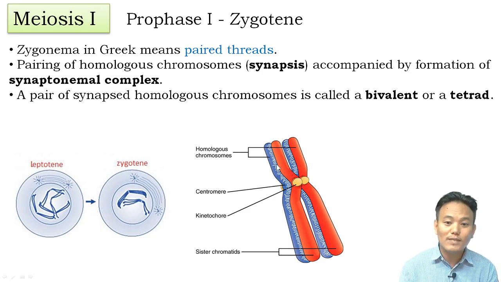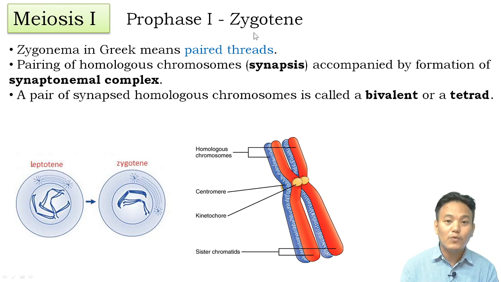And it is also called a tetrad. It is called a tetrad because it contains 4 sister chromatids. This is a sister chromatid, this is a sister chromatid. So there are 4 sister chromatids, right? 2 sister chromatids over here and 2 sister chromatids over there. Therefore it is also called a tetrad.